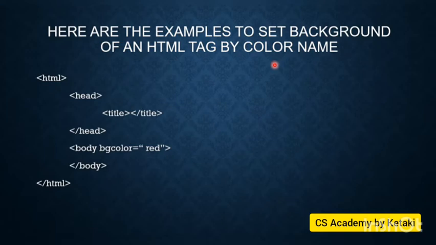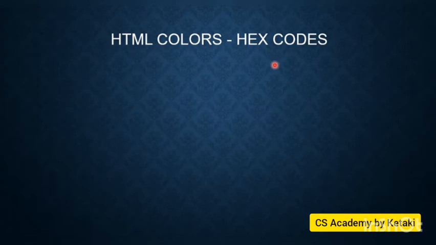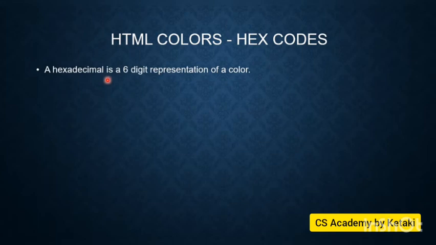Okay, next. Next is the hex code, HTML colors by using the hex code. Hex is a 6-digit hexadecimal number. What is it? A hexadecimal is a 6-digit representation of color. By using those 6 digits, we represent a specific color. The color which is required, we represent by using the 6 digits, and there are so many combinations we can use in our HTML code. So this is the second method to set colors.